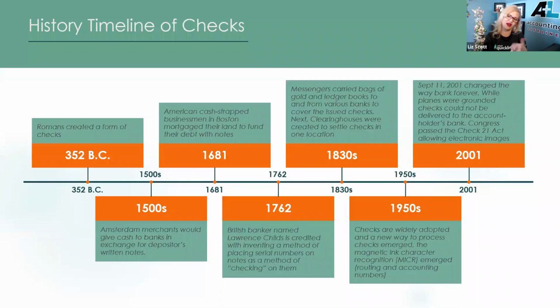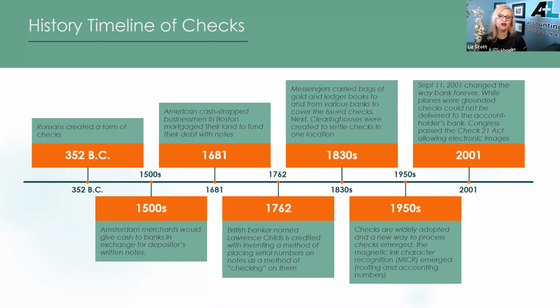But if we back up and think about the history of checks and how it all began with money and currency, we can go all the way back to 352 BC when people really wanted to avoid carrying large sums of money. And so in the 1500s, Amsterdam merchants started giving their money to the banks, and the banks would write out these notes so that they could say, I don't need to carry around these big dollars of cash because I might get robbed or my house gets burned down. And I went from having something to nothing.